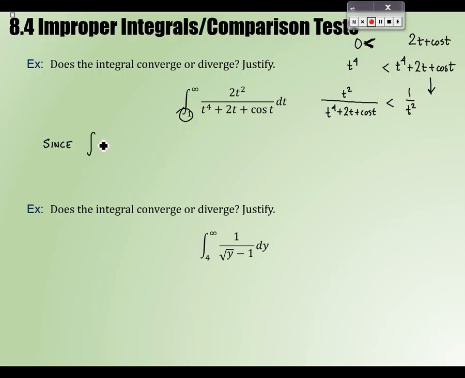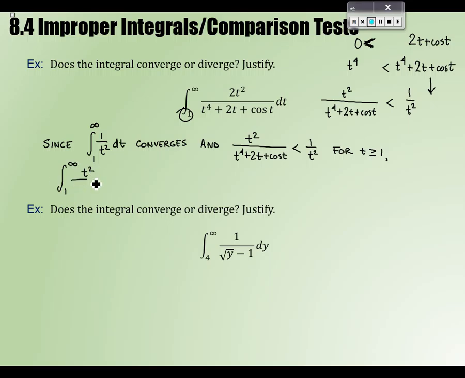Yeah. So since the integral of 1 over t squared on the interval 1 to infinity dt converges, and t squared over t to the fourth plus 2t plus cosine t is less than 1 over t squared for t greater than or equal to 1, the integral from 1 to infinity of t squared over t to the fourth plus 2t plus cosine t dt must converge too.